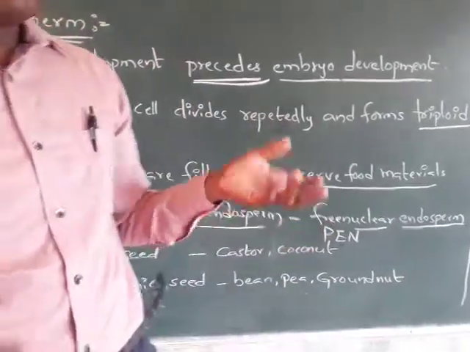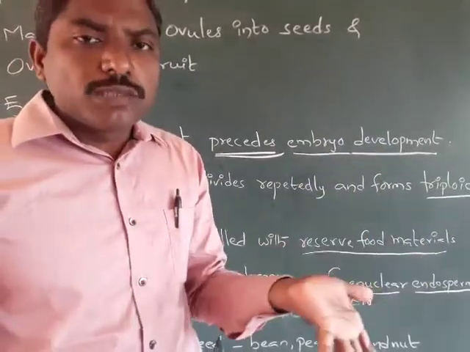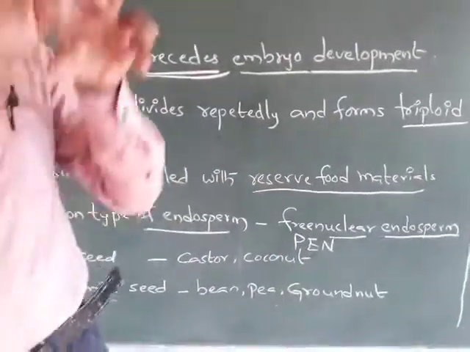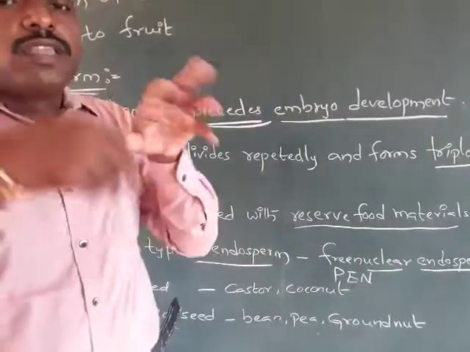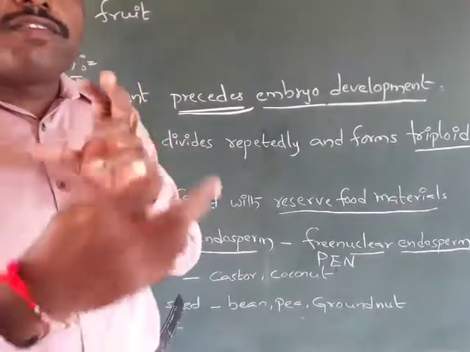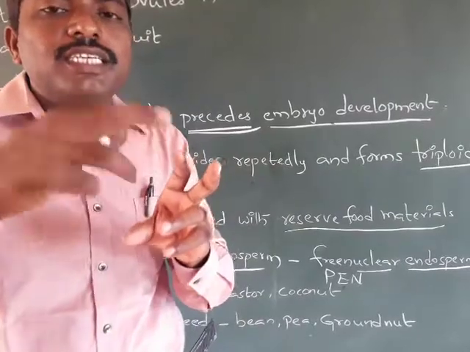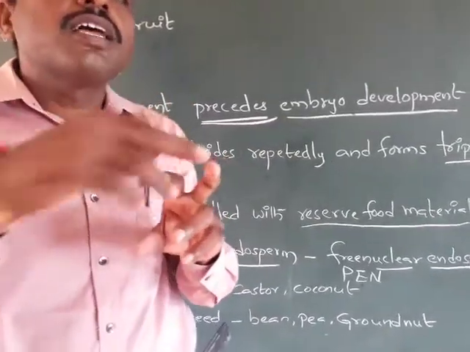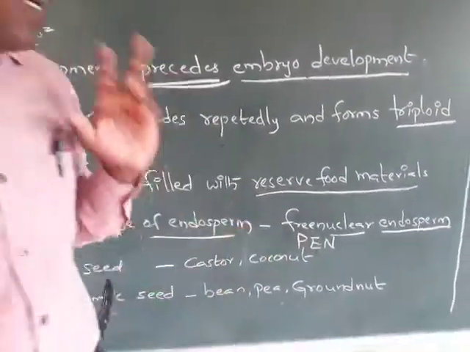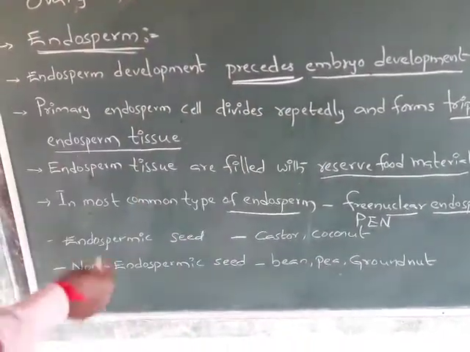For example, in the coconut, the coconut water is nothing but the free nuclear endosperm. Surrounding the coconut water, there is the white kernel. After the free nuclear divisions, cell wall formation occurs around the nuclei and forms the endosperm, that is, the white kernel endosperm. The endosperm is in triploid condition. Example, coconut water.